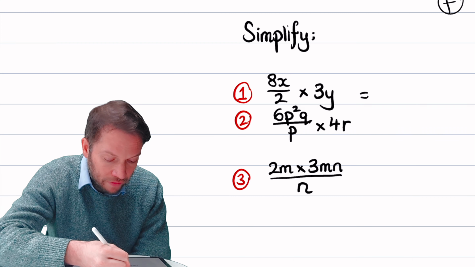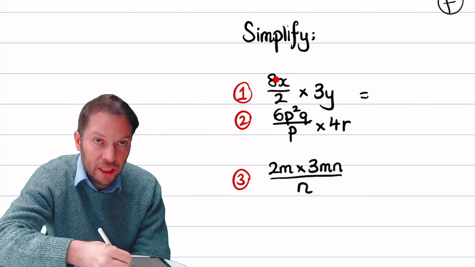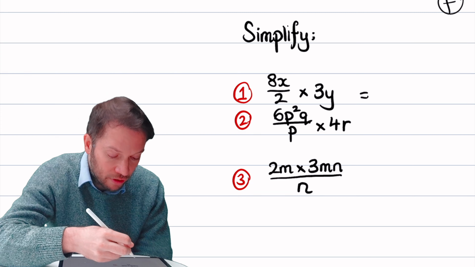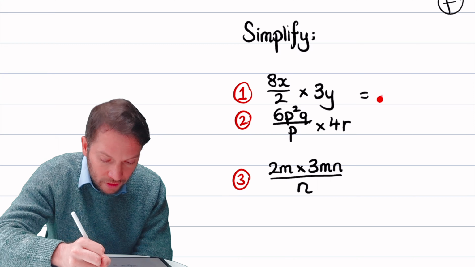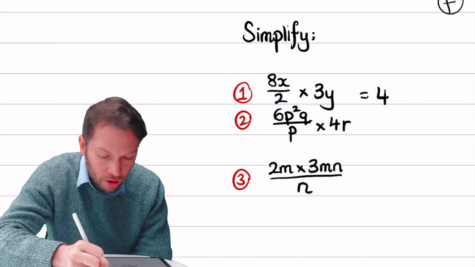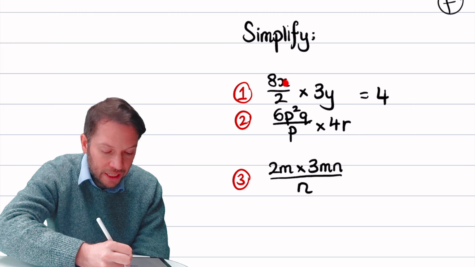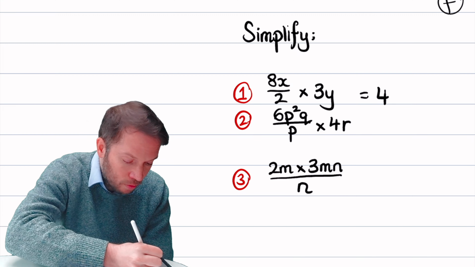Just remember, we could think of that as 8 lots of x divided by 2. We would have 4 lots of x, right? But basically, you can just divide the numbers. 8 divided by 2 is the 4. So we put 4. But we've still got this x here because we're not dividing the x by anything x related. So we're going to have 4x.